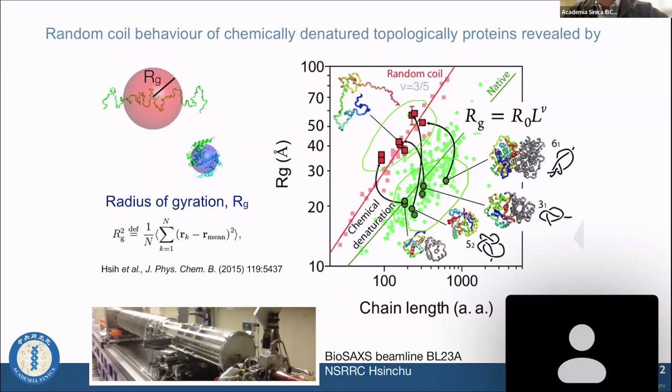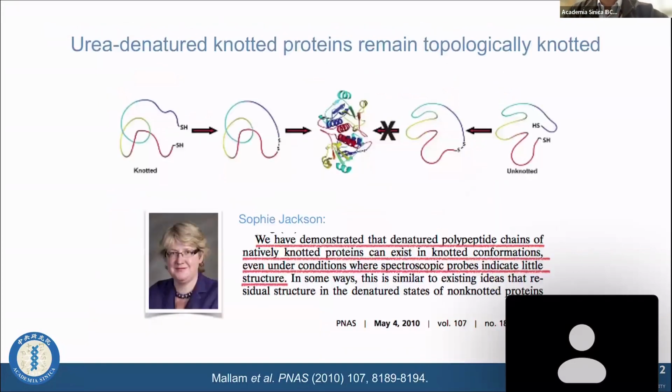What is interesting in this particular study is that Sophie Jackson in Cambridge, with whom I collaborated when I was still a postdoc there, demonstrated for two knotty proteins that you could denature the protein by chemical, introduce two thiol groups to cross-link them under denaturing condition, and remove the denaturant to refold it. This is similar to this Christian Anfinsen experiment I showed you earlier.